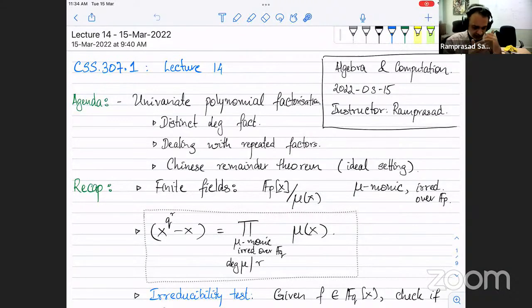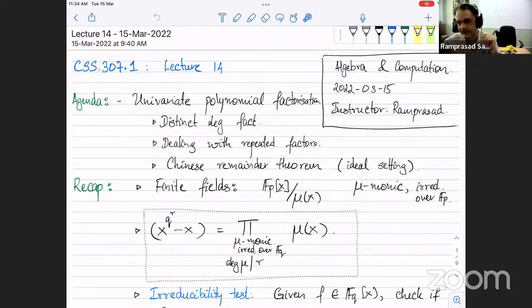today the main agenda is going to be to give you one algorithm for univariate polynomial factorization. There is another algorithm which is also really nice, but I'm not sure at this point if I want to do that as well, or maybe just point you to some reading material for that. And it's also not clear if I will be able to complete this entire agenda. But here is roughly what we are going to do.